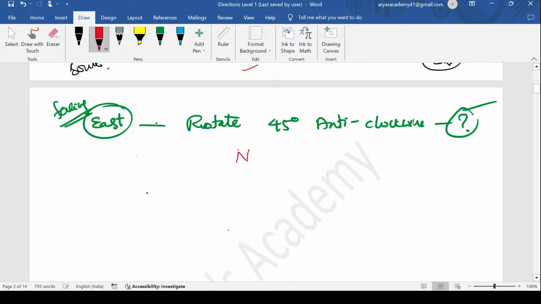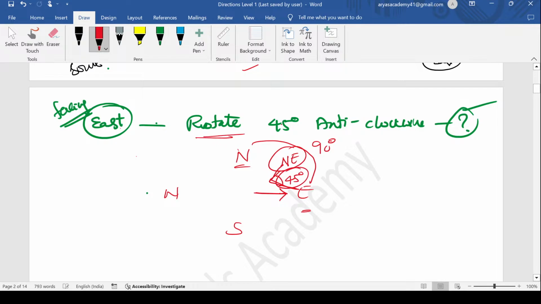So this is my north, this is my south, east and west. As I have clearly mentioned, I am facing east, right? I am facing east. And the angle between north and east is how much? 90 degrees. If you remember, between north and east, there will be one more subordinate direction, that is northeast. And the angle between one main direction and one subordinate direction will be how much? 45 degrees. So I am asking you to rotate 45 degrees, and that too in anti-clockwise direction.